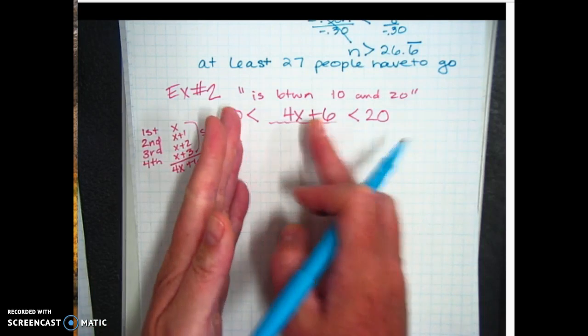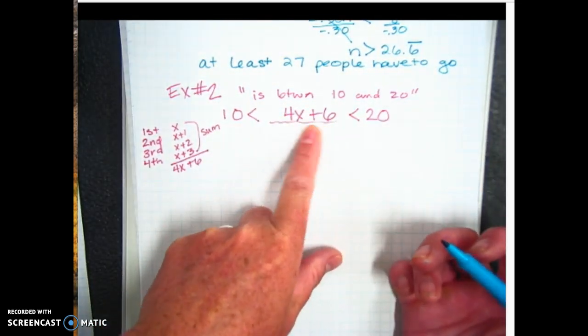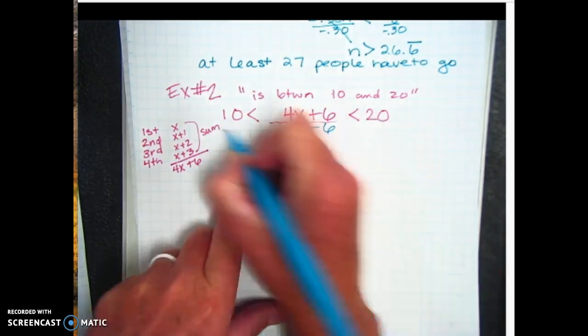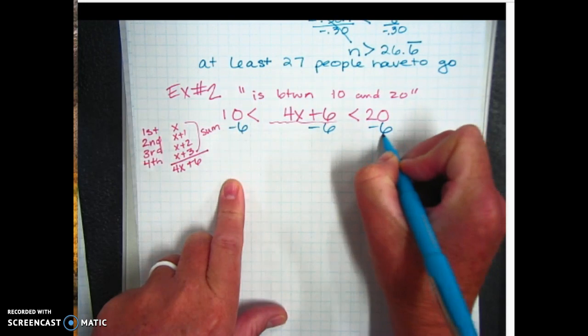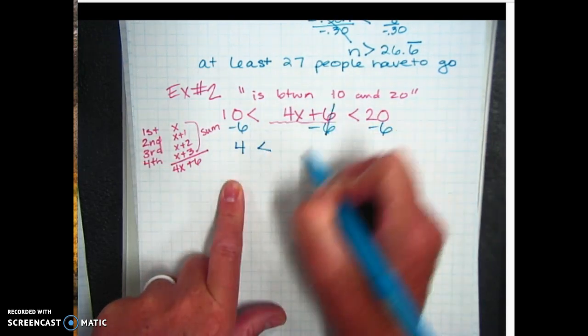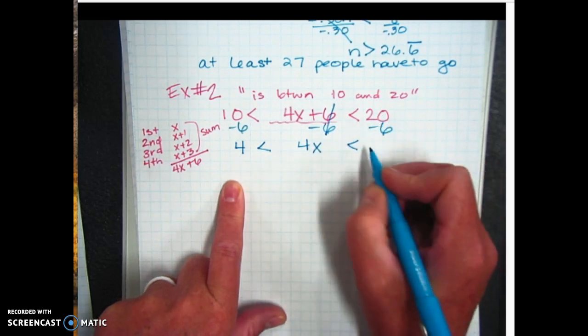So now we've got 3 parts to our inequality. We want to solve based on what's happening here in the middle, right? To get that x by itself. So subtract 6 from all 3 parts. On the left, we get 4. In the middle, we get 4x. On the right, we get 20 minus 6, which is 14.